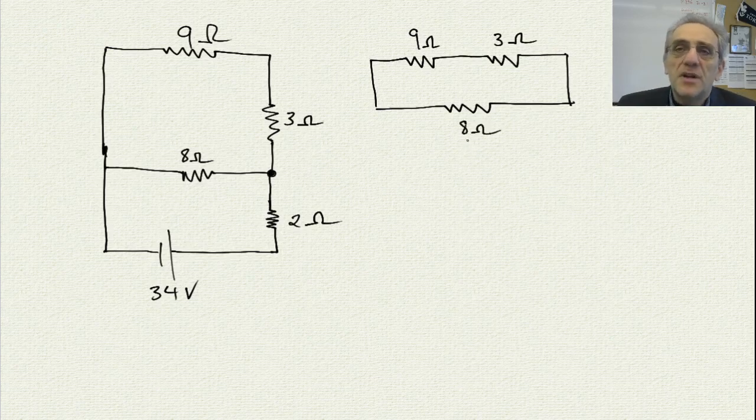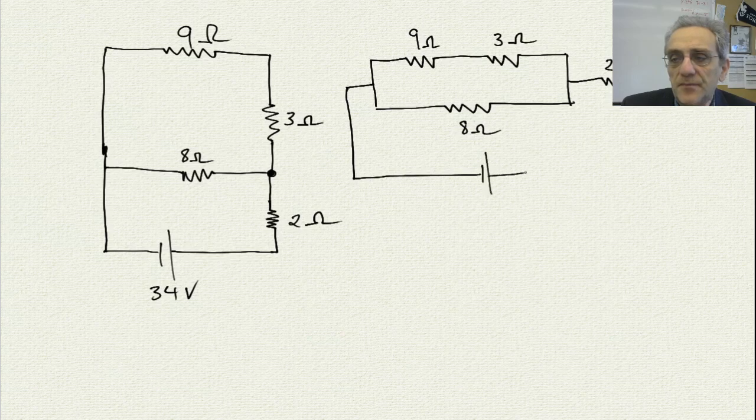Well, what about the 2? Where does the 2 go? Watch how I draw the 2. You see, the 2 is in series with the rest of the circuit. Now I can draw my battery down here. So the 2 is in series, the 9 and the 3 are in series, but the 8 and the 12 are in parallel.